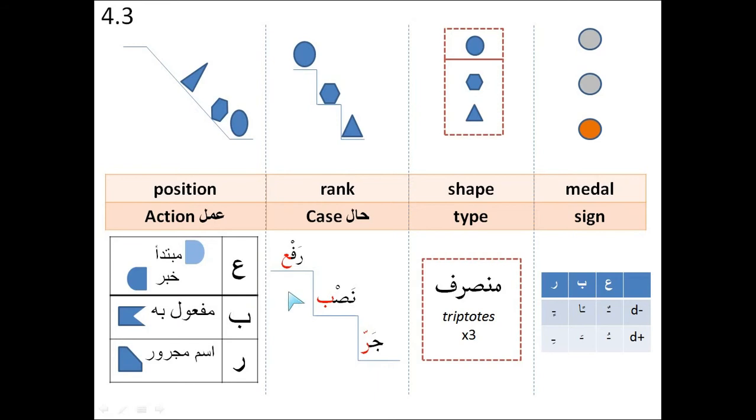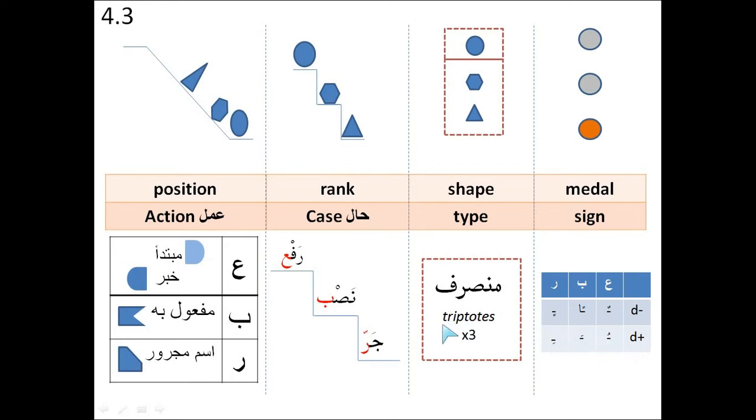We said once we've worked out the case, we need to know the type of word, because that will determine the sign that is applied to the word to indicate its case. So just like the medals indicate the rank, the signs here indicate the case. We said that for munsarif words or triptotes, if the word is indefinite, the first row, and definite second row. If it's indefinite and marfu, it takes 2 dhammas on the last letter. If it is mansub, we take 2 fathas, majroor 2 kasras on the last letter. And if the word is definite, we take 1 dhamma, 1 fatha, 1 kasra on the last letter respectively.